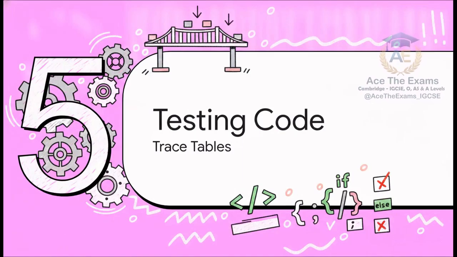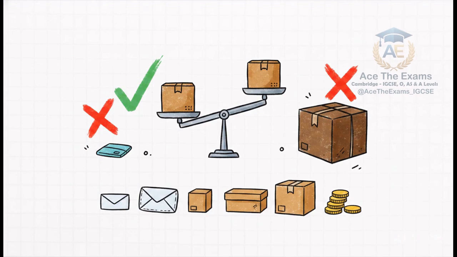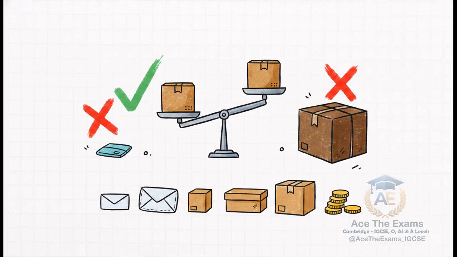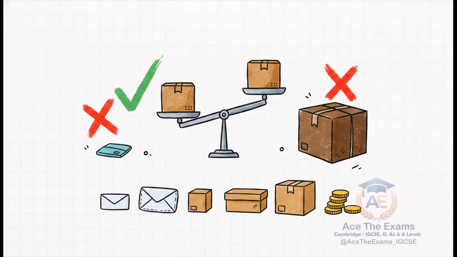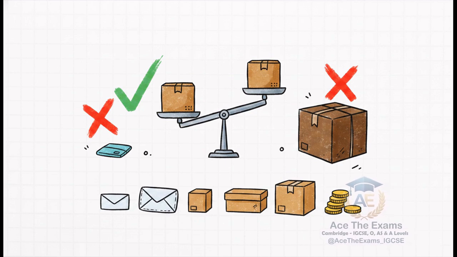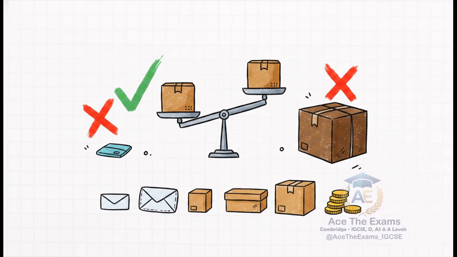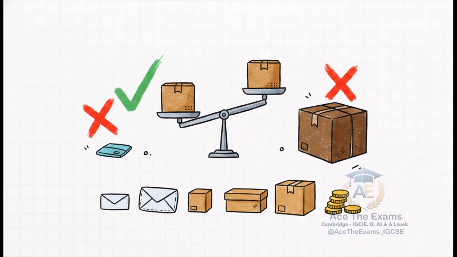Section 5, Testing and Trace Tables. Let's move to our final section. The final step of any physical build is the inspection phase. I mean, you wouldn't open a newly constructed bridge without rigorously testing its weight limit, right? In programming, this means strictly testing our code against expected outcomes.